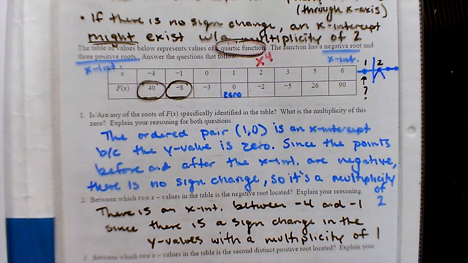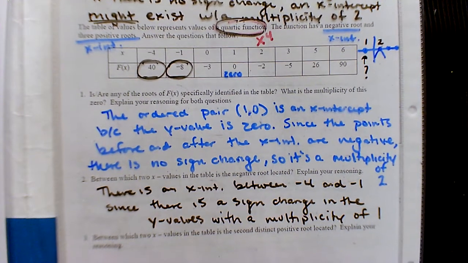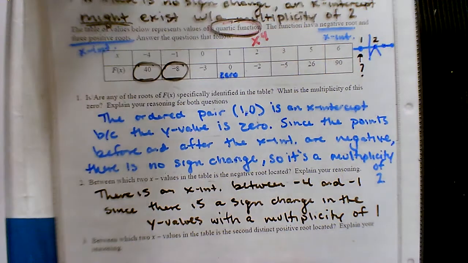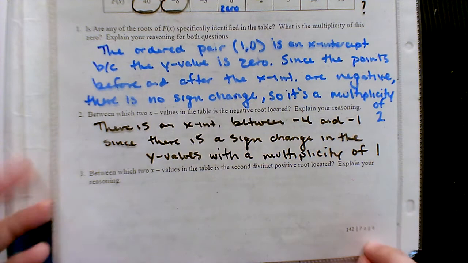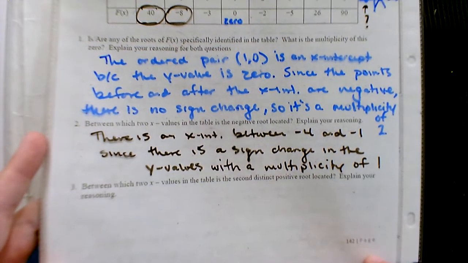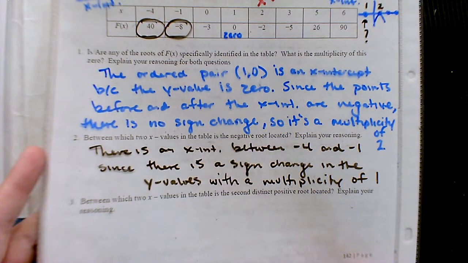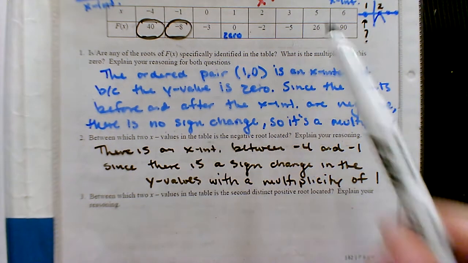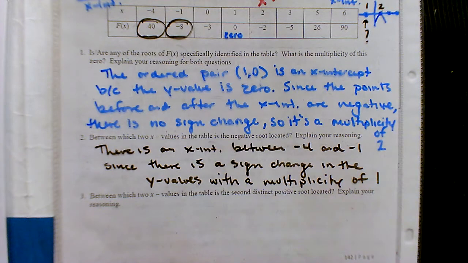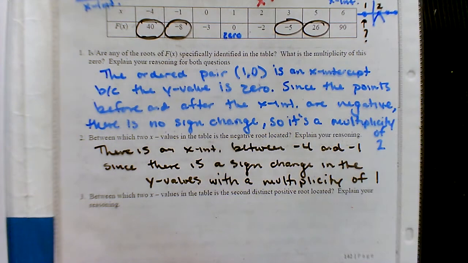We doing okay so far? These make sense? No graph anymore, we're just looking at a table. Alright, last one. Between which two x values in the table is the second positive root located? Explain your reasoning. Between 3 and 5. How'd you know? There's a sign change. Yep, we go from negative to positive.